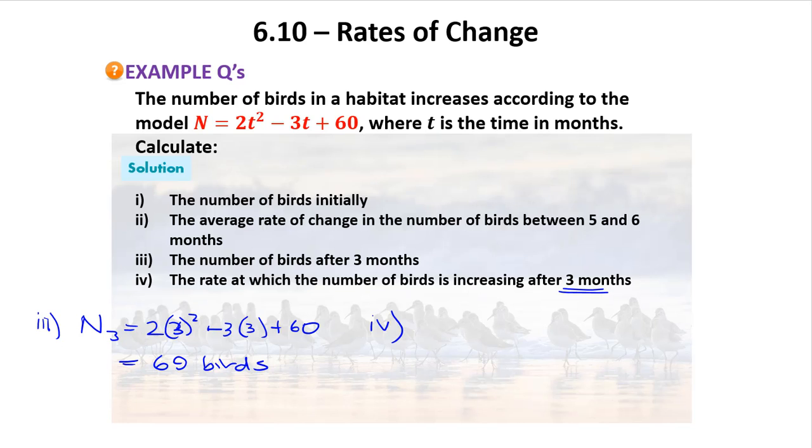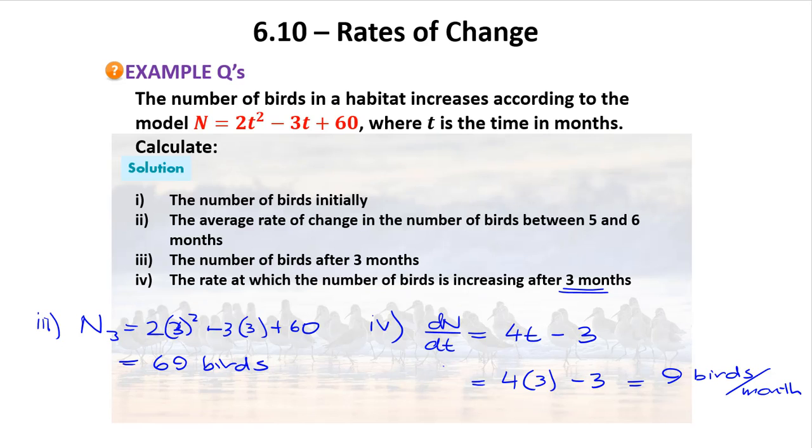Now part 4, the rate at which the number of birds increases after 3 months. Well, this hasn't said it specifically here, but this is asking for the instantaneous rate of change. So to get that at a particular point, we're going to get the first derivative of our function. So dn/dt, if we differentiate 2t squared minus 3t plus 60, we should get 4t minus 3. And now for the value after 3 months, if we substitute t equals 3, 4 lots of 3 is 12, minus 3 would be 9. So the rate at which the birds are increasing after 3 months is 9 birds per month.